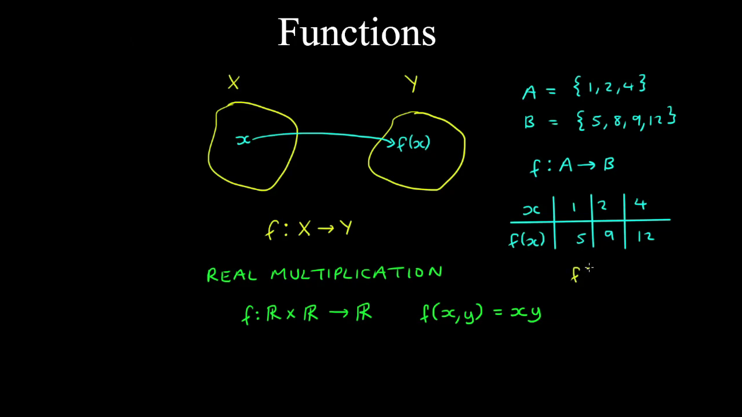So two functions f and g are equal if f of x is equal to g of x for all x in the set x.